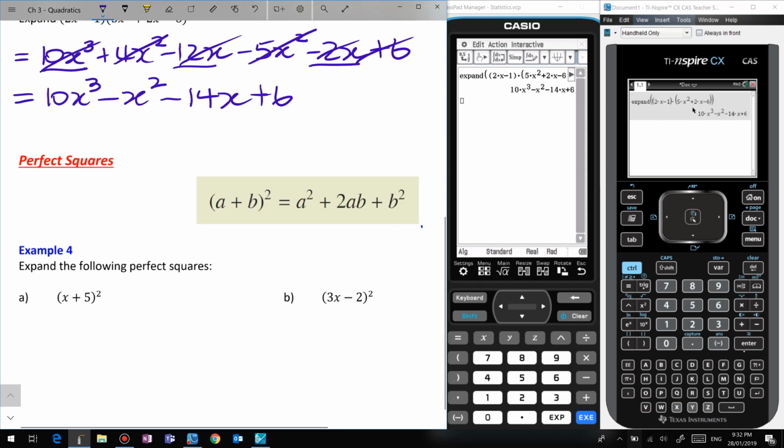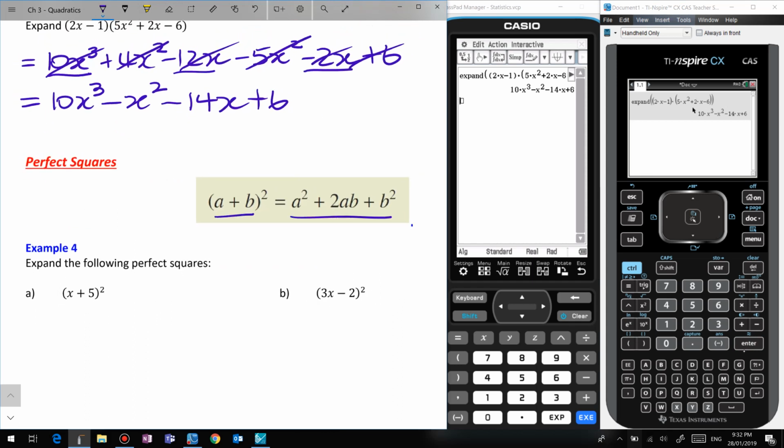Okay, when we have something like this, we can use the rule to expand. So we've got a plus b all squared, a perfect square. My first term in this case is x, so it becomes x squared. Then it's plus 2 times whatever a is times whatever b is. So in this case here, a is x, so I get 2 times x times 5. What's 2 times 5? It's 10. So 10x, and then plus 5 squared, which is, oops, I should have worked that out, plus 25.